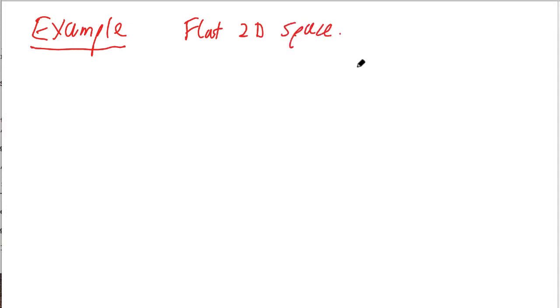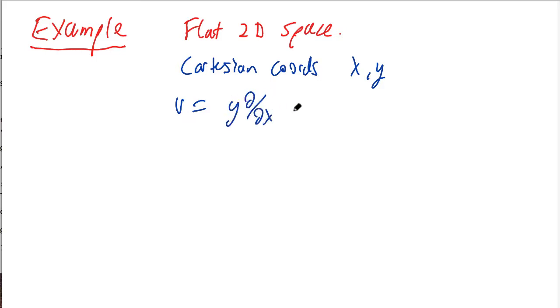So let me give you an example. This example uses flat 2D space, which of course does have a preferred coordinate system, namely Cartesian coordinates, but we can consider other coordinate systems like polar coordinates. So let's start with Cartesian coordinates, x and y. And let's consider a vector field. The vector field is y d by dx minus x d by dy. And what I want to do is compute the covariant derivative.